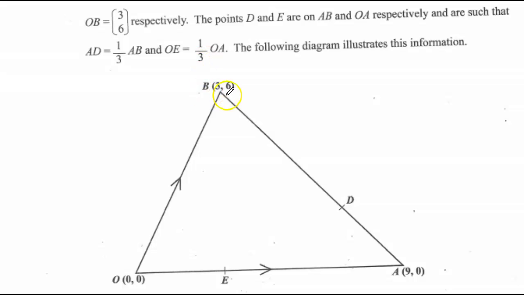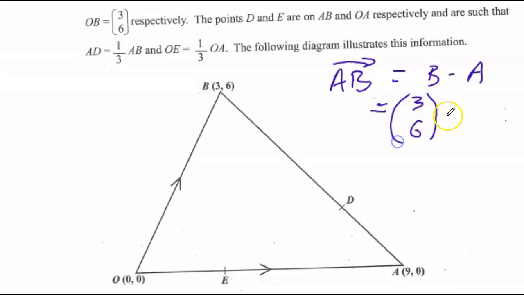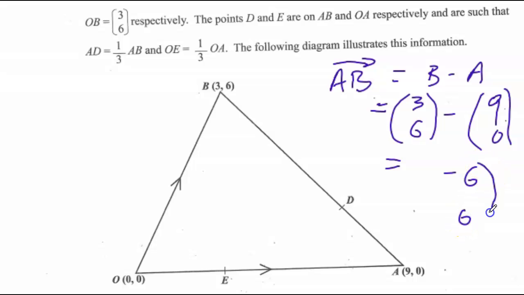So the first vector we were asked to find was AB. So vector AB, we can just write as B minus A. Alright, and B, what's B? 3, 6. And A, what's A? 9, 0. So 3 minus 9, that's negative 6. 6 take away 0, that's positive 6. So AB is negative 6, 6.